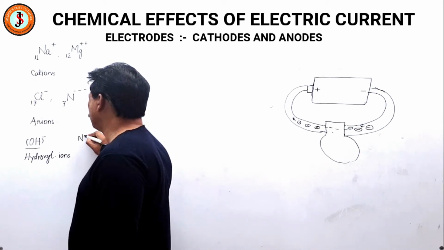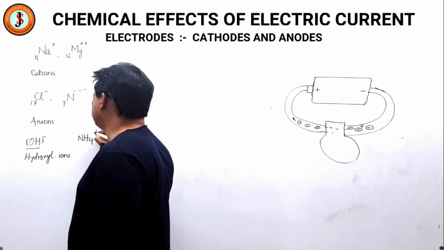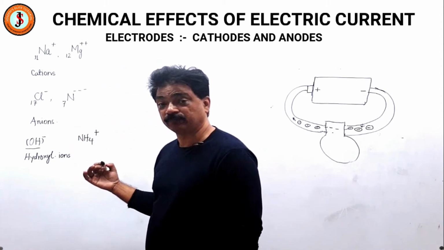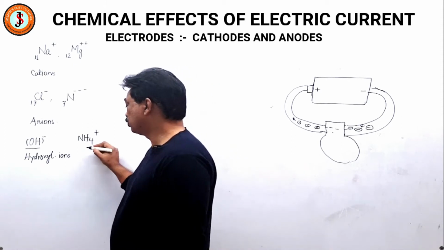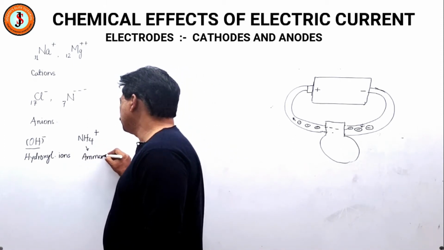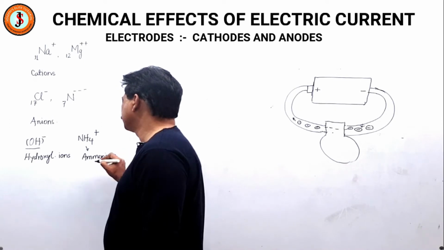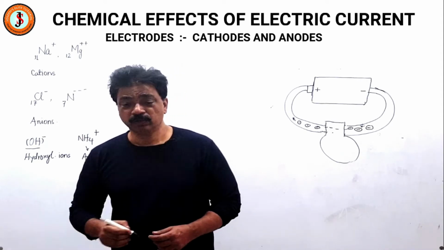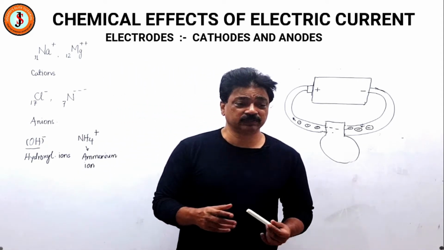Similarly, NH4 plus means this whole system has lost 1 electron, because positive charge means it has lost. This is the ammonium ion, or radical. So first, these things you have to understand.